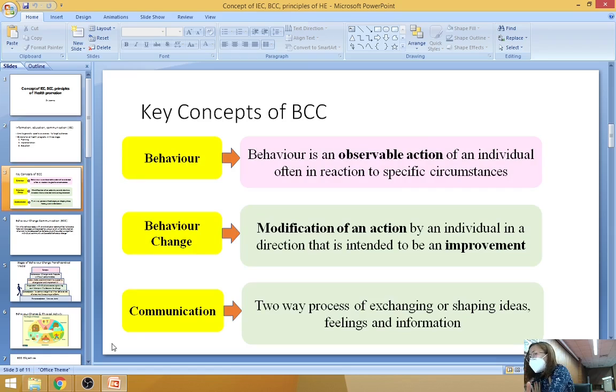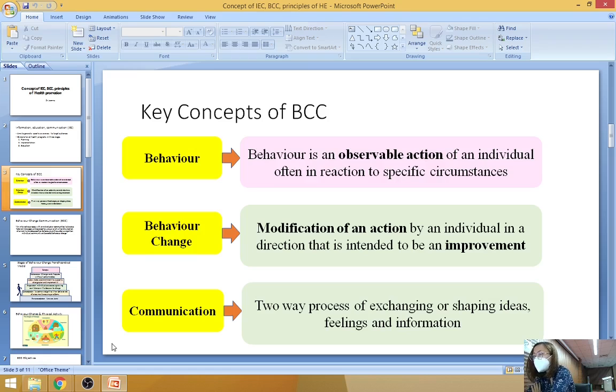BCC stands for Behavior Change Communication. Let's first look at what behavior is. Behavior means an observable action of an individual, often in reaction to specific circumstances. Then change means modification of that particular action, and this modification is intended to be an improvement, in the good way, in the positive way. The change will be in the positive way.